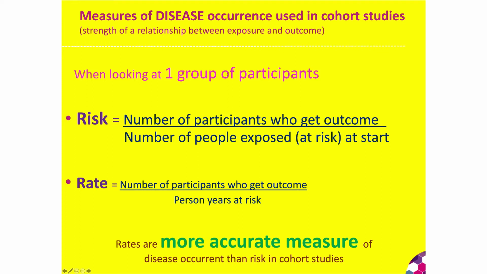And the rate is the number of participants who get the outcome over the person years at risk. And we will look at an example of what person years at risk means. But it is a more difficult concept to understand. It's not an easy concept to understand. And that's why mostly all of us like to use risk rather than rate. But the advantage of rate is that it's a more accurate measure of disease occurrence than risk in cohort studies.